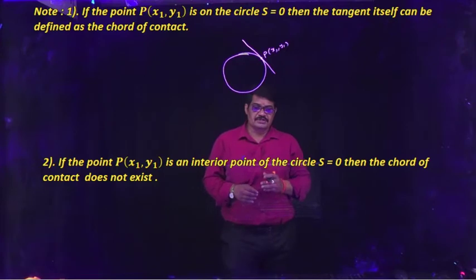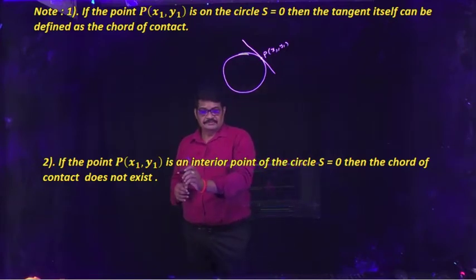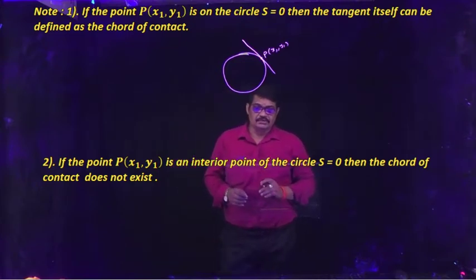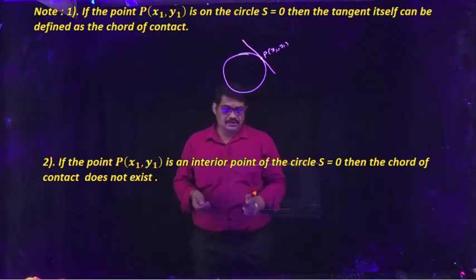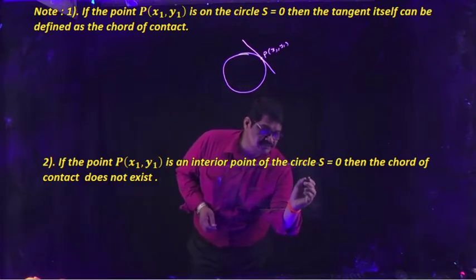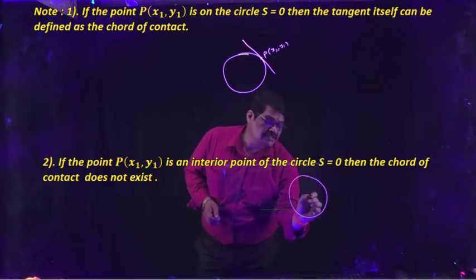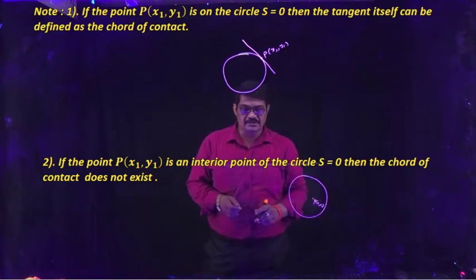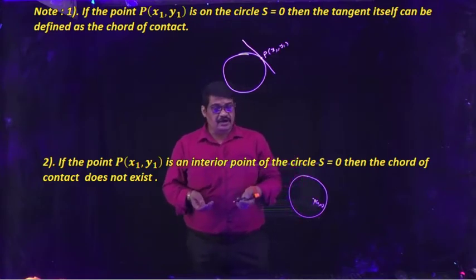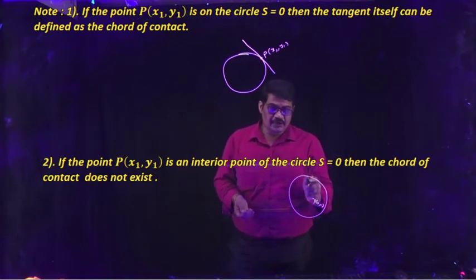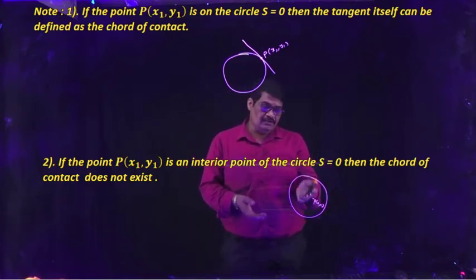Next, note 2: if the point P is an interior point of the circle S equal to 0, then what is the chord of contact? Look at this diagram. This is the circle. Given that the point is an interior point, suppose P (x1, y1) is inside the circle. What is the definition of the chord of contact? Draw the tangents from the point to the circle. Here no tangents can be drawn from this point to the circle.